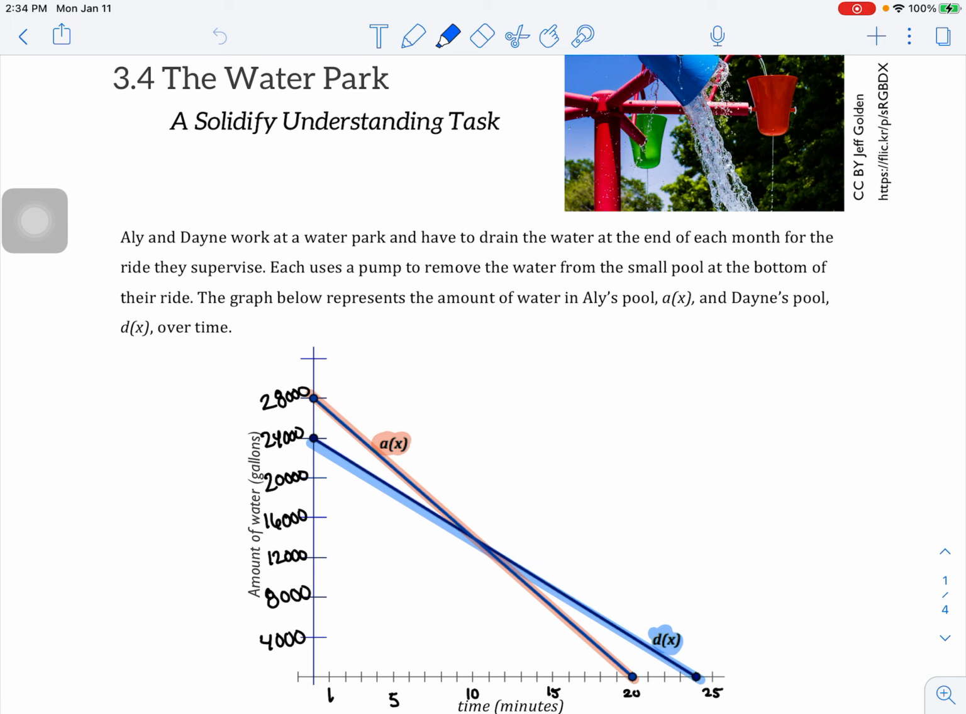So today's lesson is talking about two friends who work at a water park, Allie and Dane, and they each work in two different rides, and they have to drain the water at the end of each month for the ride that they supervise. So each uses a pump to remove the water from the small pool at the bottom of their ride, sort of like a water slide.